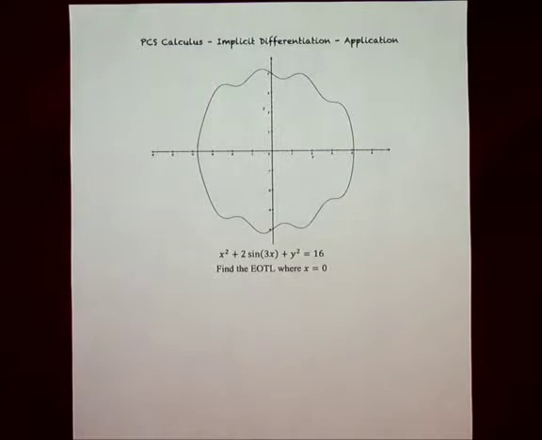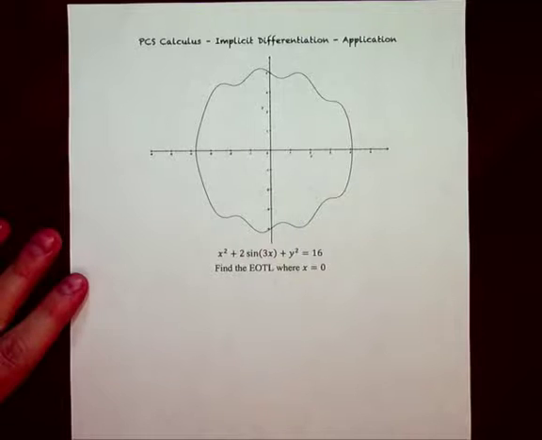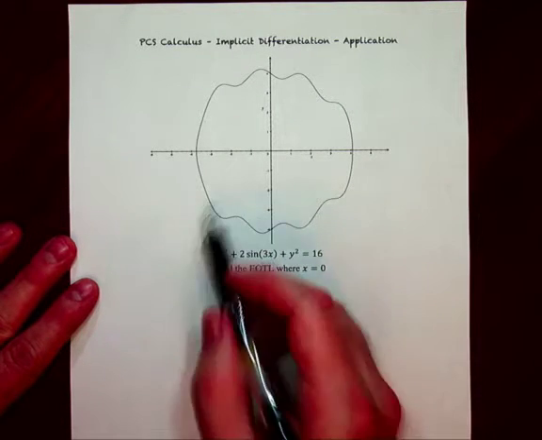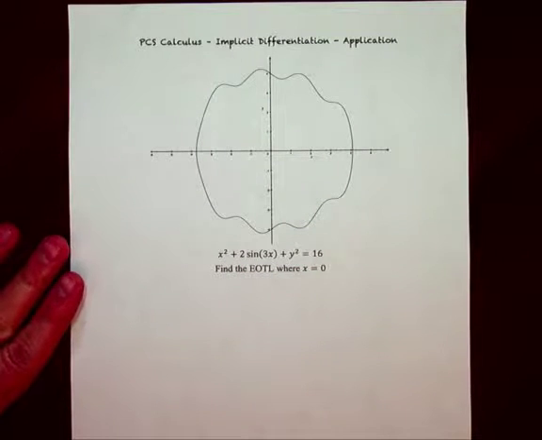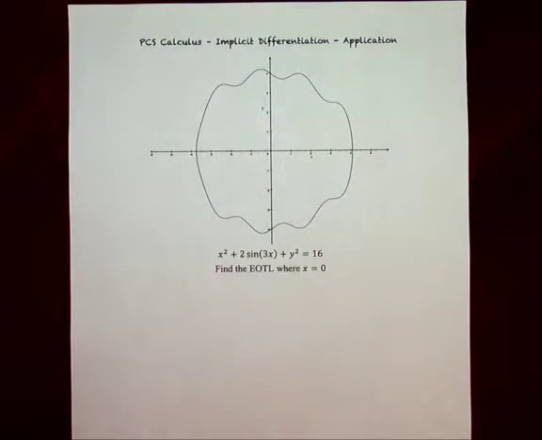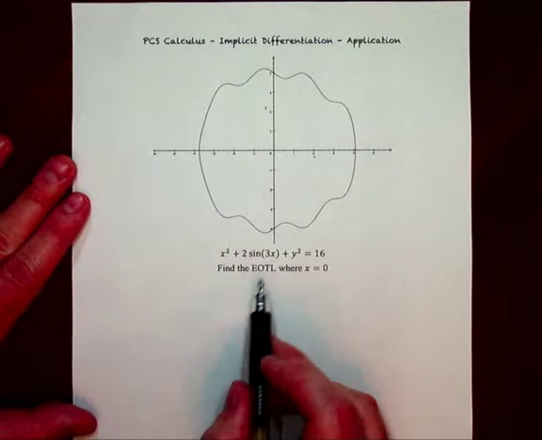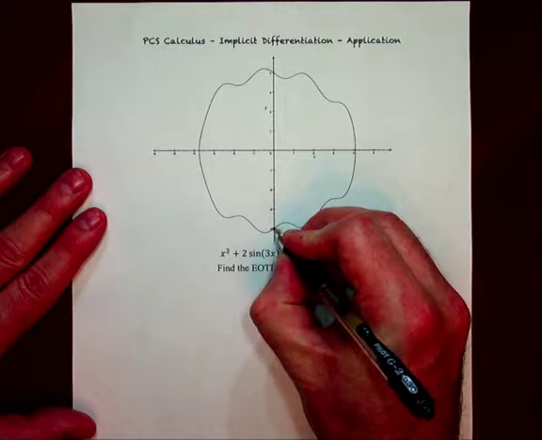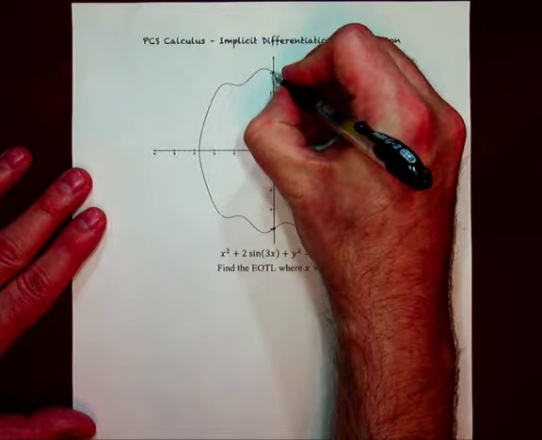My people, the next two are going to be rather straightforward, except they're going to be graphs that you're not familiar with. This one, I basically took x squared plus y squared is equal to 16, and then I added a trig function to make it wavy, just because that makes it a little more fun. It also makes it a little less predictable. I want to find the equation of the tangent line where x is equal to 0, meaning here and here.